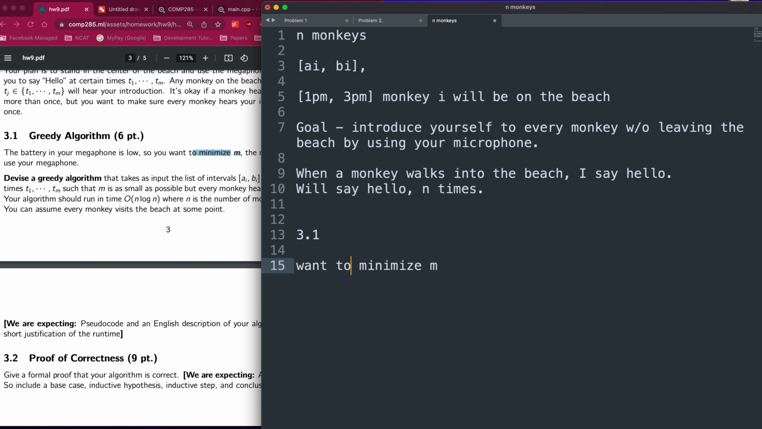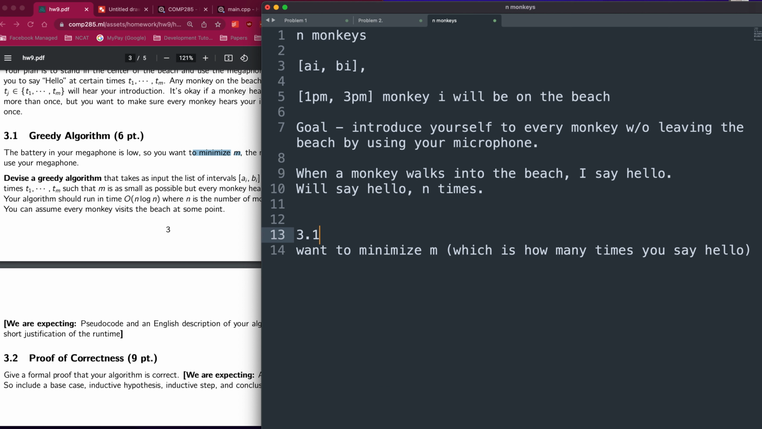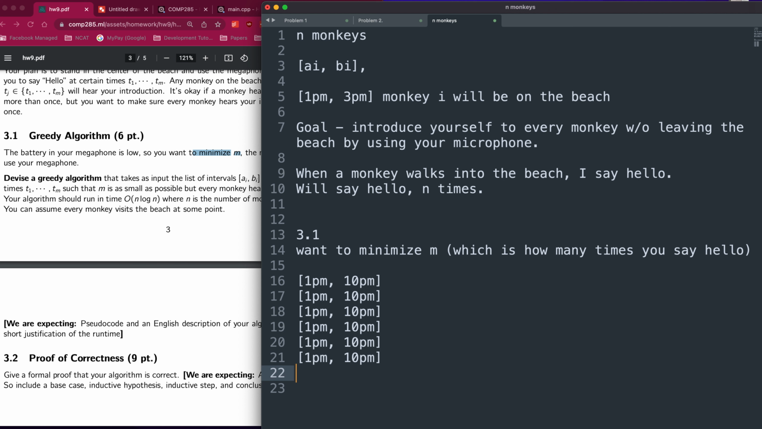We want to minimize m, which is how many times you say hello. So you want to say hello the least number of times. For example, let's say you have a monkey that comes at 1 p.m. He's not going to leave till 10 p.m. Okay. Then you've got several monkeys here, right? The next one comes at 2, then at 3, then at 4, then at 5, then at 6, right? If you say hello as soon as the first monkey comes, you'll only say hello to him.